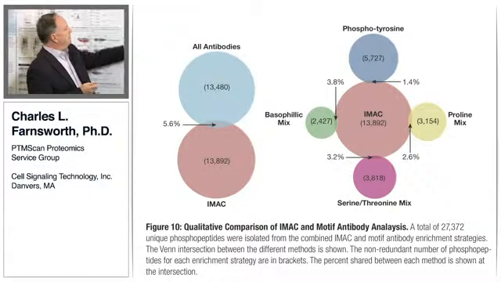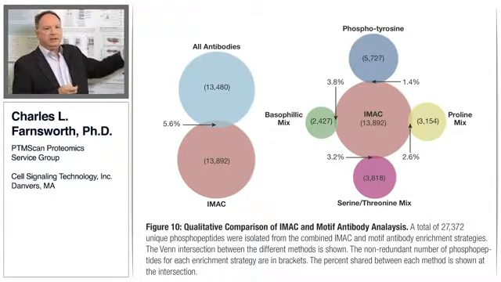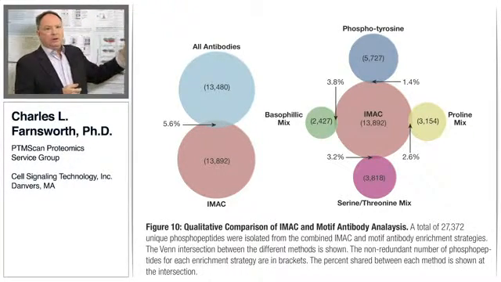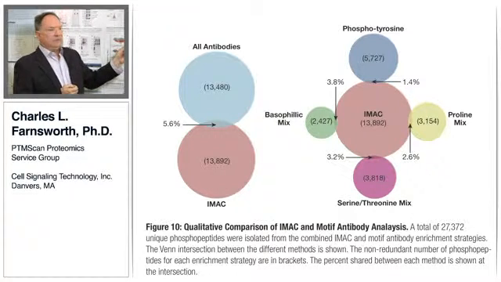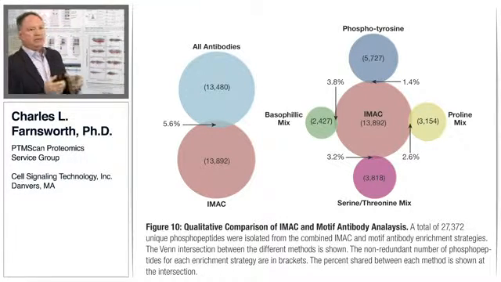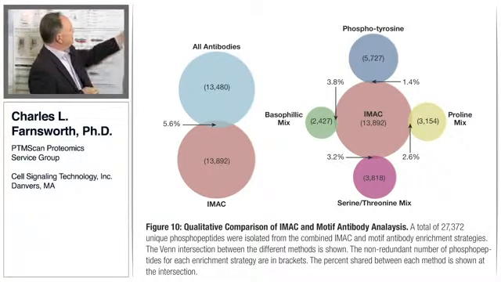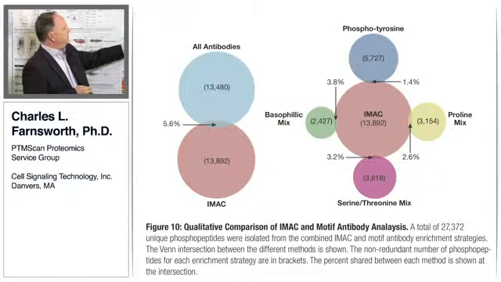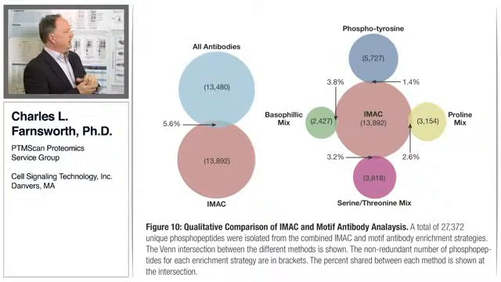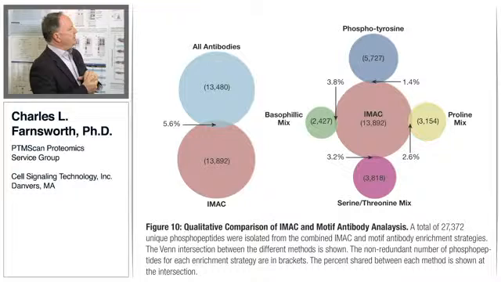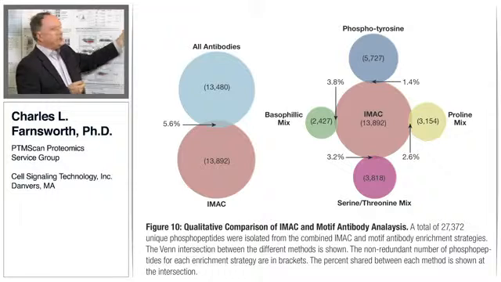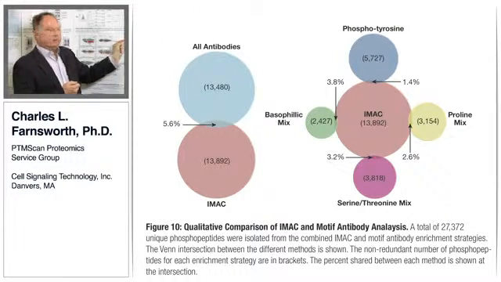And on the Venn diagram on the right, you can see the phosphotyrosine antibody picks up the majority of the phosphotyrosine sites. The metal affinity will isolate some phosphotyrosine-containing peptides, but not the many thousands that we get with the antibody. We can also see that each antibody mix, whether it be the basophilic, the proline, or the serine-threonine mix, each of them isolates a separate group of peptides from the IMAC. And so the important point here is that there's a high degree of complementarity between the two methods.